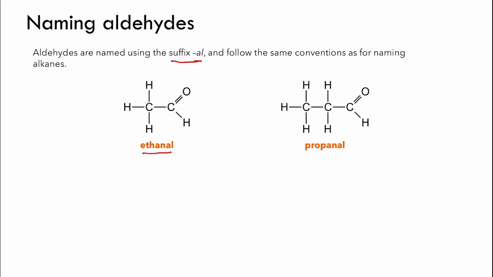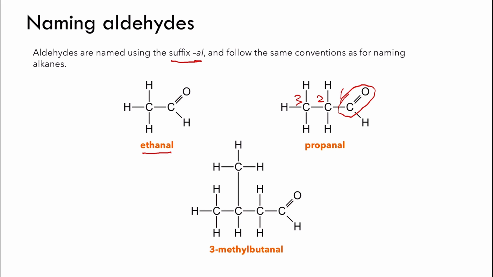And then if it's three carbon atoms, because the carbon atom with the carbonyl group is considered as one of the atoms of the chain, so this is three carbon atoms, one, two, three, and this is called propanal. You can also name an aldehyde with some substituents. For example, this aldehyde here, you have a one, two, three, four carbon atom chain. So this is butanal. And then on carbon number three, there is a methyl group here. So this is called 3-methylbutanal.